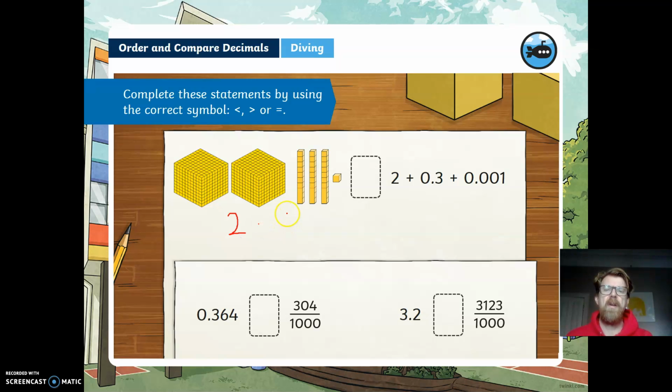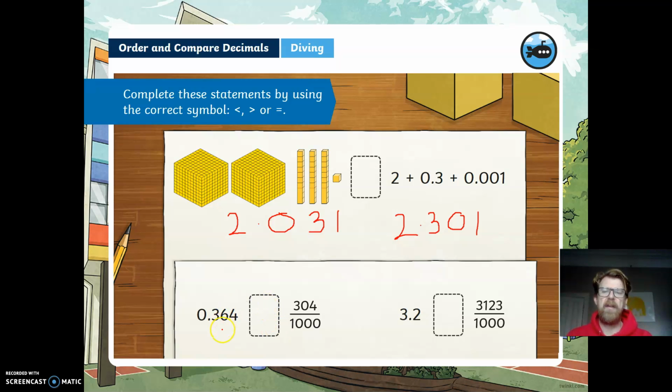We've got no tenths, we've got 3 hundredths, and we've got 1 little thousandth. Over here we've got 2. We can see this 0.3, and then no hundredths, and we've got 1 thousandth. So which is the bigger one? Okay, let's work that out in a minute.